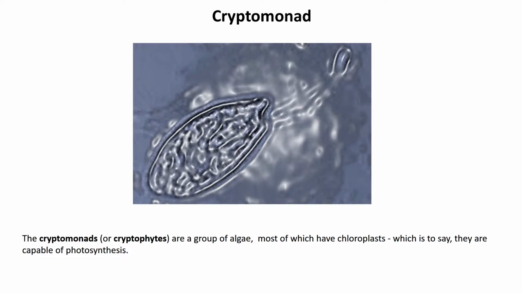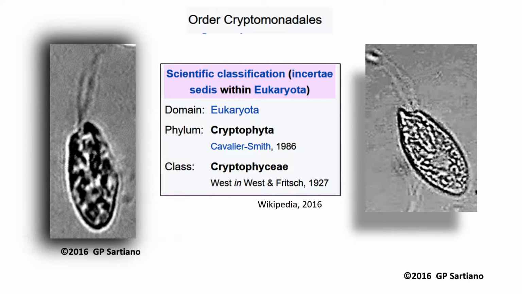Cryptomonad. The cryptomonads are also known as cryptophytes. Cryptomonads are a group of algae, most of which have chloroplasts, which is to say, they are capable of photosynthesis. Within the classification originated by Cavalier-Smith in 1986, the cryptomonads are classified in the phylum Cryptophyta.